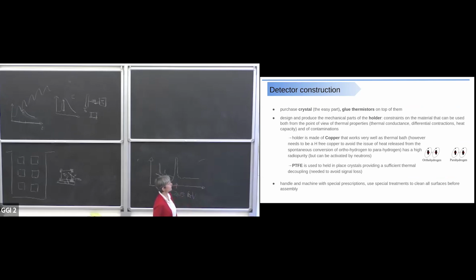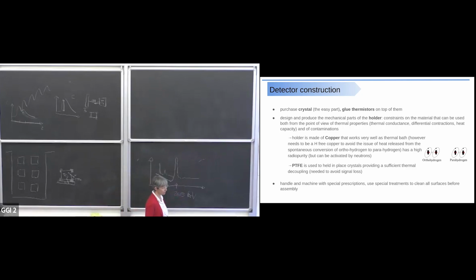So a few curiosities on the detector construction. How challenging can it be? Okay, purchasing the crystals is the easiest part. We just have to decide if we want them to fly or not. We have to glue thermistors on top of them. We have to design and produce the mechanical parts of the holder. We have, as I was mentioning before, constraints on the material that can be used both from the point of view of thermal properties and of contamination.